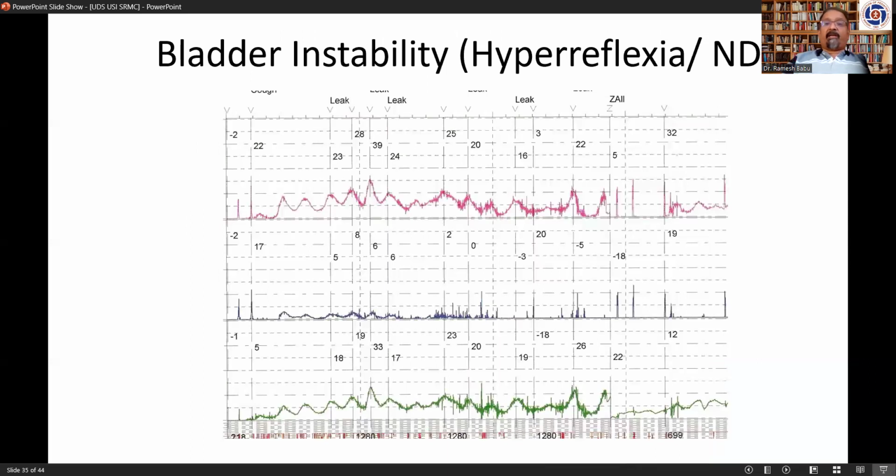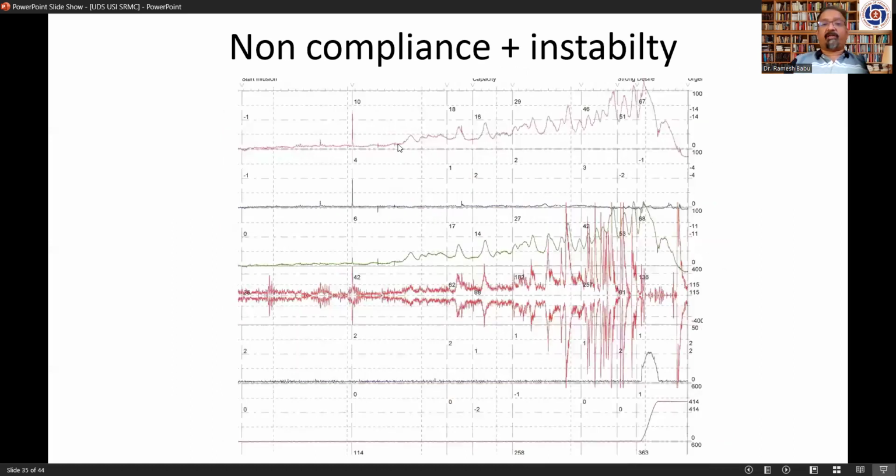Bladder instability, also known as hyperreflexia or neurogenic detrusor overactivity. These are all contraction waves which happen during the filling phase. Typically, they are associated with the leak. So each leak will lead to a reduction in pressure. And if the leak doesn't happen, then you have a combination of hyperreflexia and instability. So if there is no leak, the pressure keeps on climbing up, and then it also becomes a poorly compliant bladder, which is very damaging to the sphincter.